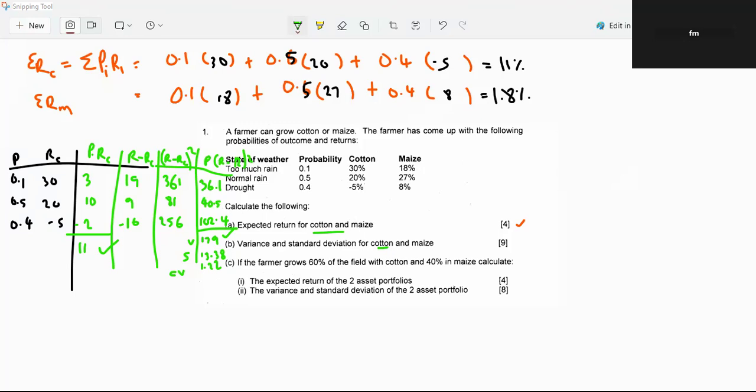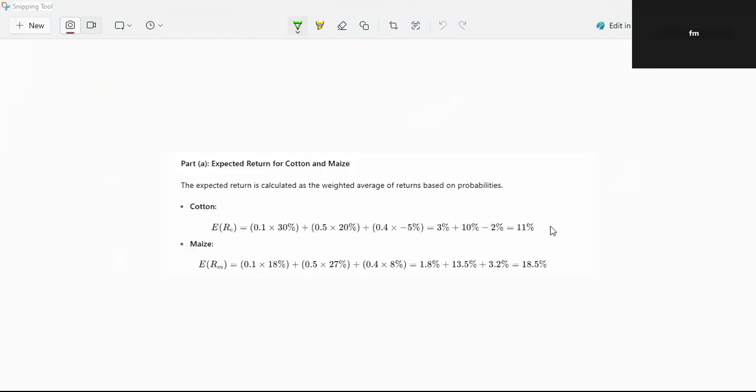The normal way of doing it is just to attach the respective probabilities to the returns. So in the normal way for cotton, expected return is 0.1 times 30%, 0.5 times 20%. This is how we get the 11. Then we do the same for maize, 0.1 times 18, 0.5. So we get 18.5%. This is how we find the expected return.